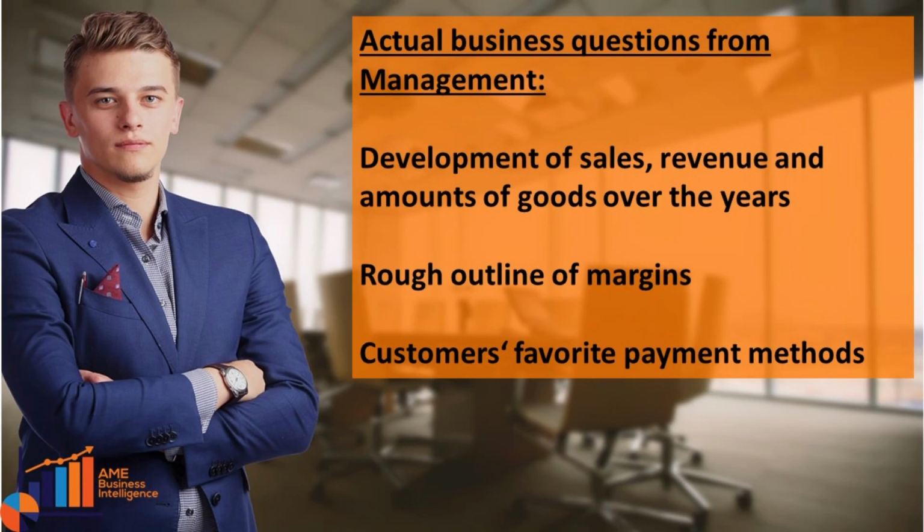In this case, management has some actual questions. They want to see the development of sales, revenue, and amounts of goods over the years because they have increased business quite a bit over the years. They want a rough outline of margins. I think I'm going to do margin 1 and margin 2 in this case, involving the purchase price and the shipping cost, and an overview of customers' favorite payment methods. So this should be fairly easy to manage with the small amount of data that we have.